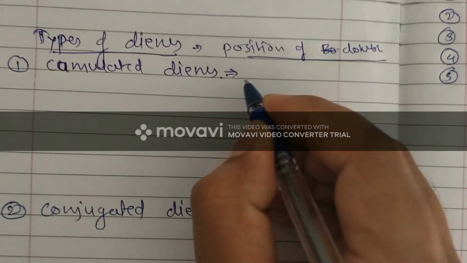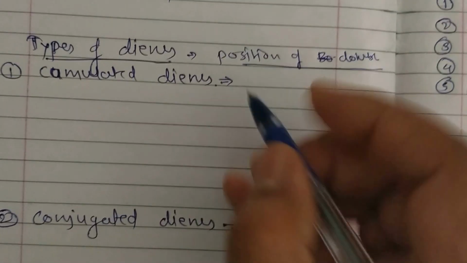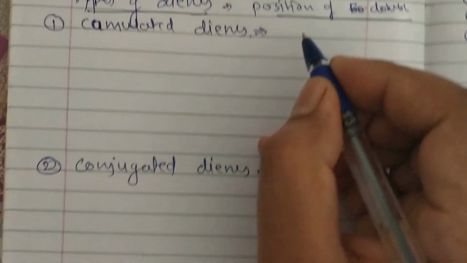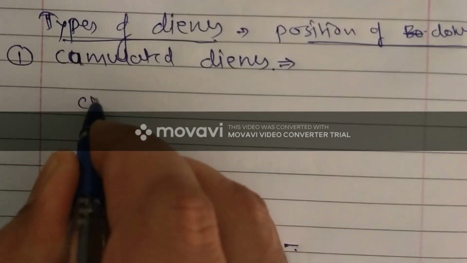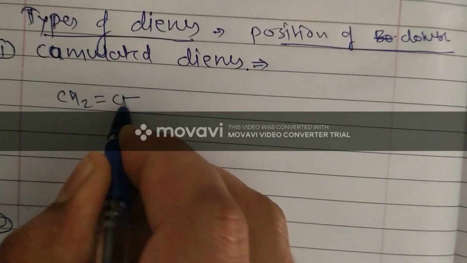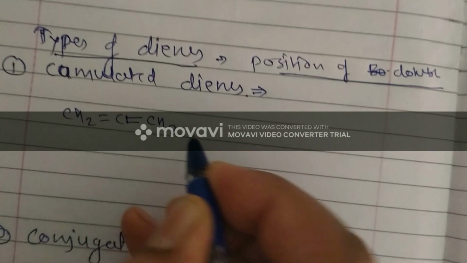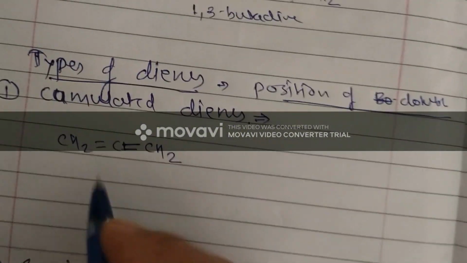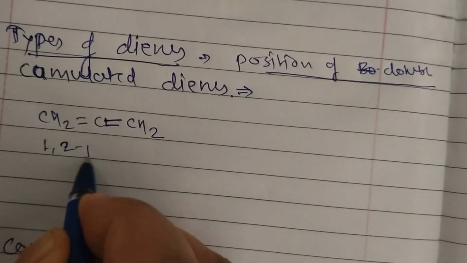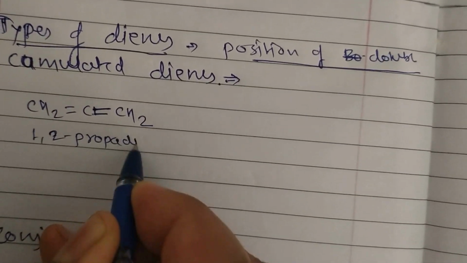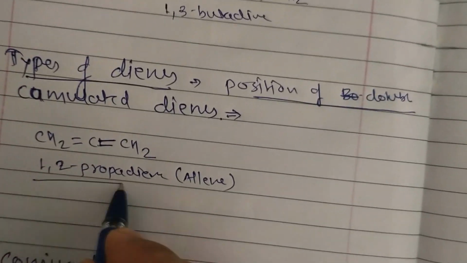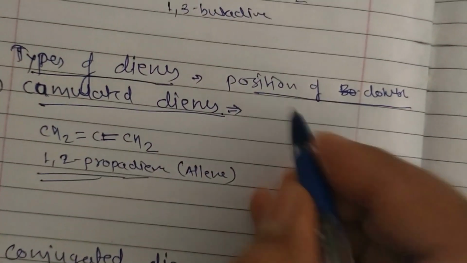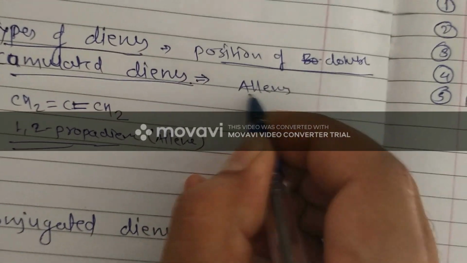Cumulated dienes means the dienes in which the two double bonds are present on adjacent carbon atoms, or we can say it another way, the two double bonds are on the same carbon atom. For example, CH2=C=CH2. This molecule is 1,2-propadiene. It is also called allene. Hence, this category, cumulated dienes, is again called the allenes.